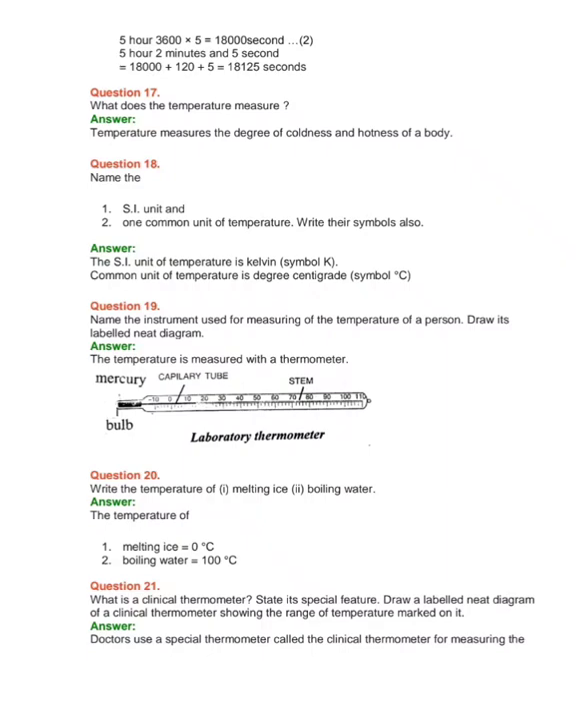Question 20 is write the temperature of melting ice, boiling water. Answer is the temperature of melting ice is 0 degrees Celsius and boiling water is 100 degrees Celsius.